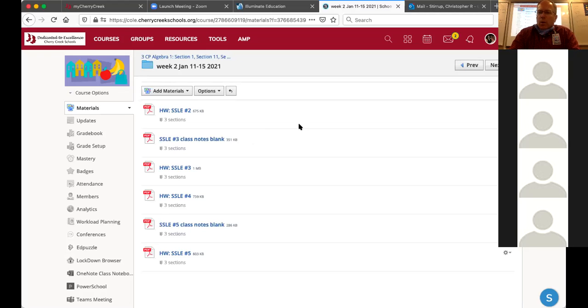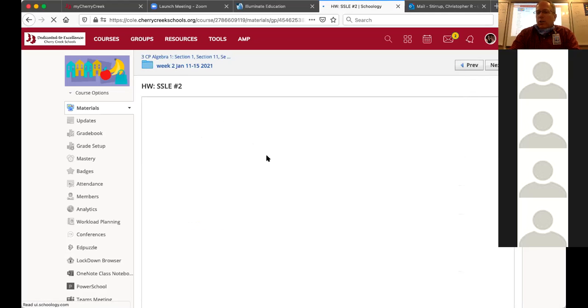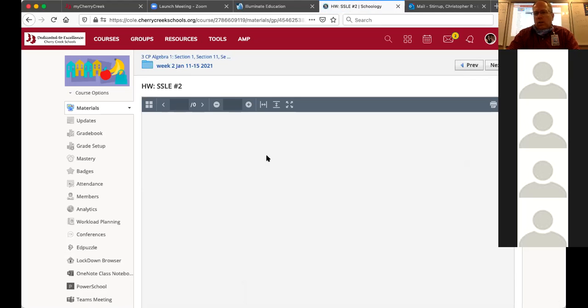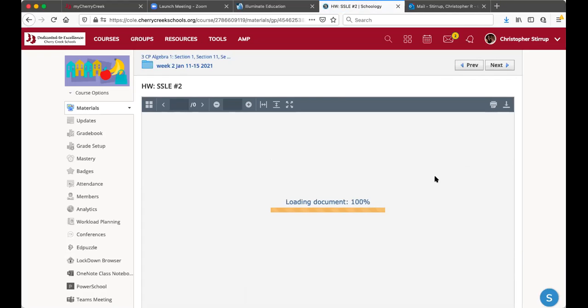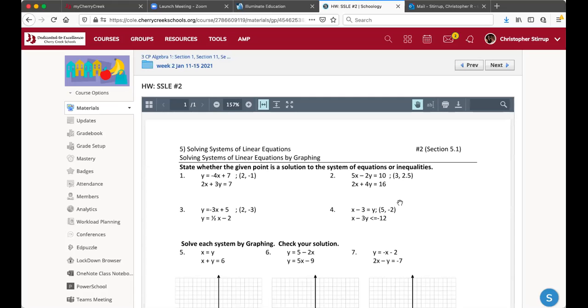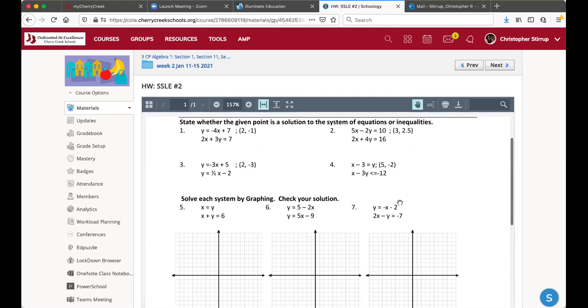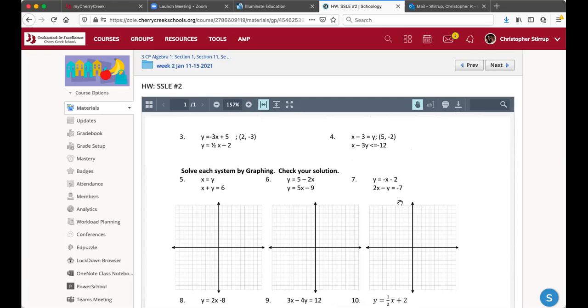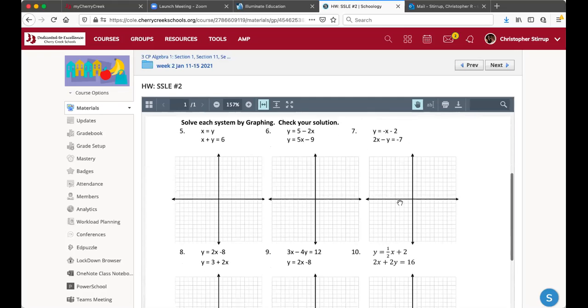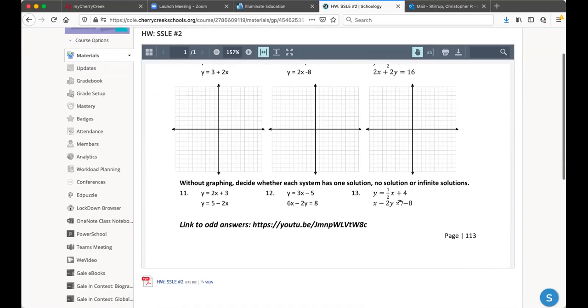So my friends, what I would like us to do for the rest of the period is please feel free to work on last night's homework if you didn't get it done. I'm going to bring up tonight's homework, which is the same as in your book. If you go into Schoology, or if you have your book, get out SSLE number 2. This is our homework for tonight, which I will check off either tomorrow or Wednesday in class. So please bring this to class with you tomorrow.